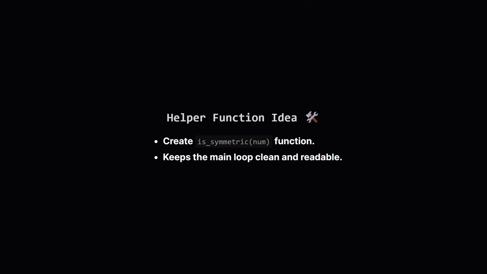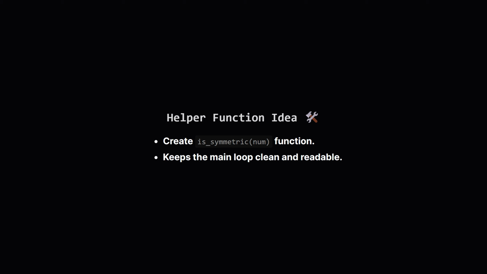Checking the symmetry involves a few steps. Converting to string, checking length, splitting, summing. To keep our main code tidy, it's often a good idea to package this logic into a separate little helper function. Let's imagine a function called is_symmetric. You give it a number, and it does all the checks we just talked about. It then returns true if the number is symmetric, and false otherwise.